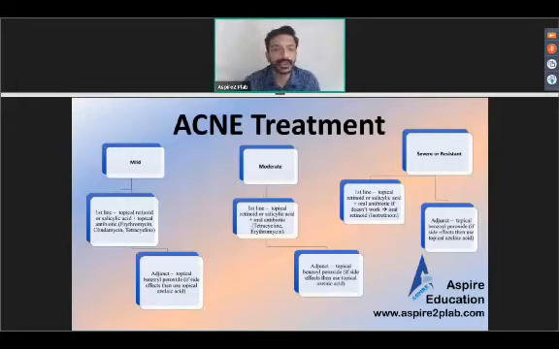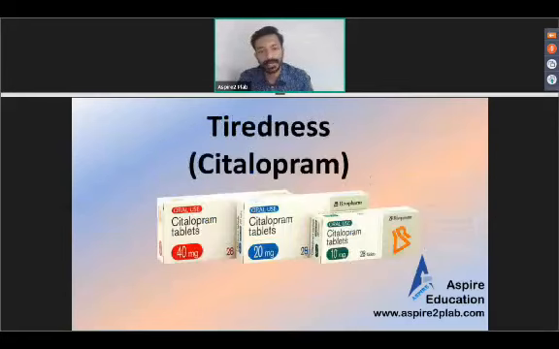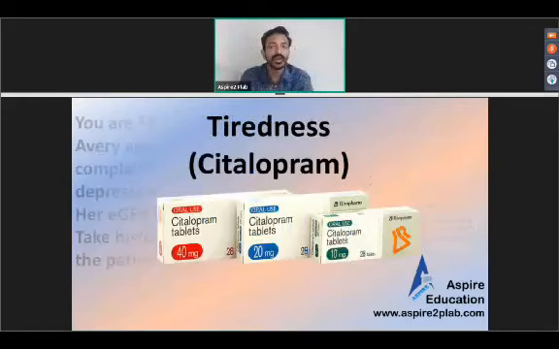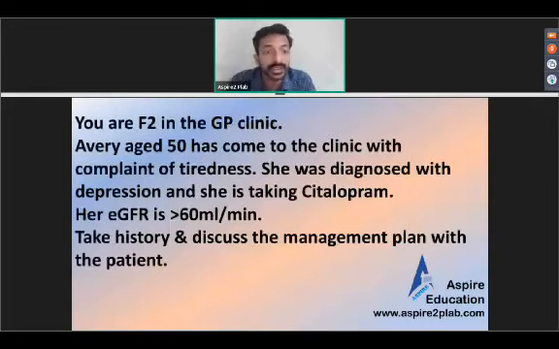So the next one, tiredness. Tiredness, citalopram. All right, let's read the question. You're in a GP. Patient is 50, has come to the clinic with a complaint of tiredness. She was diagnosed with depression, and the patient is taking citalopram. And the GFR of the patient is more than 60 ml per minute. Take history, discuss the management plan.